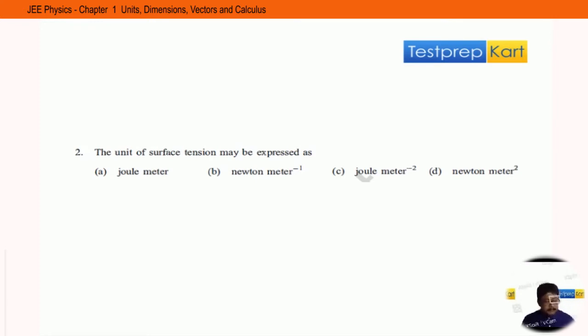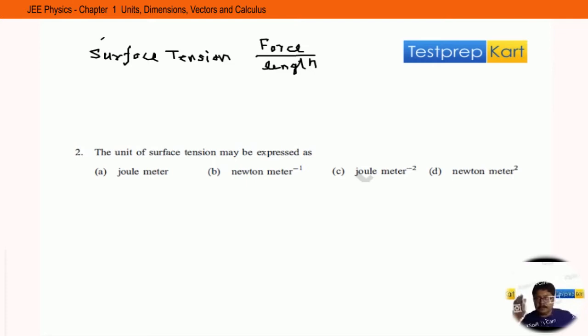So surface tension means, write it down: surface tension is equal to force by length. This is the formula of surface tension. Surface tension is equal to force by length.